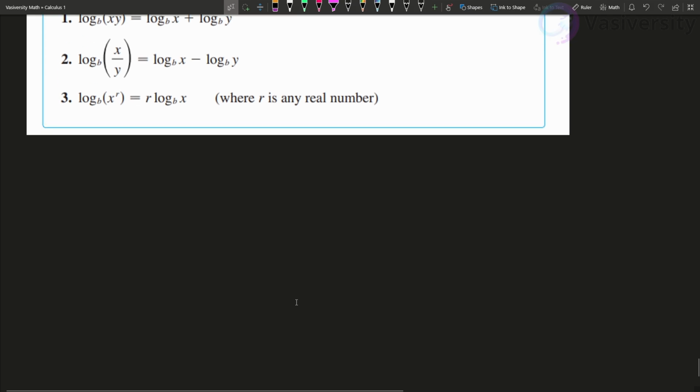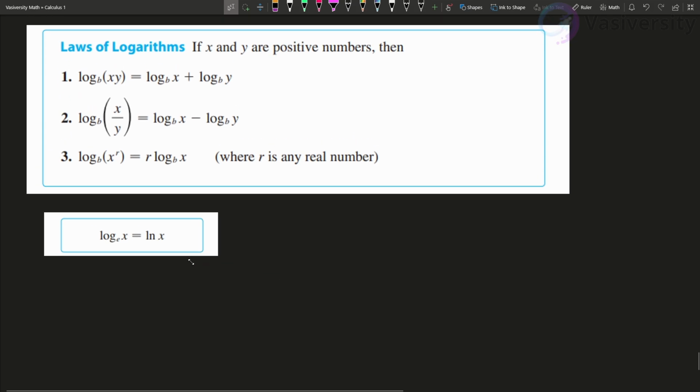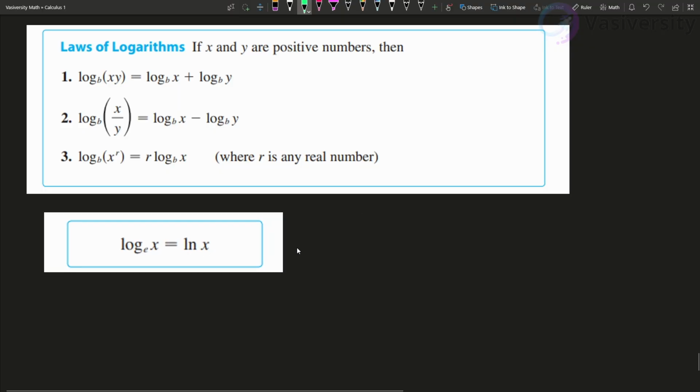Okay, then remember Euler's number. For Euler's number, we're going to have a special logarithm, and we call it the natural logarithm.